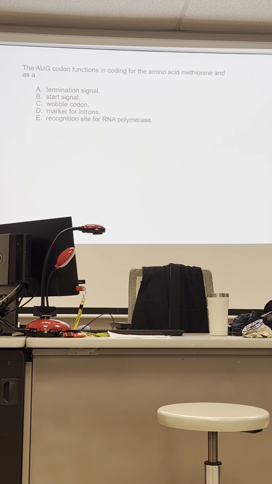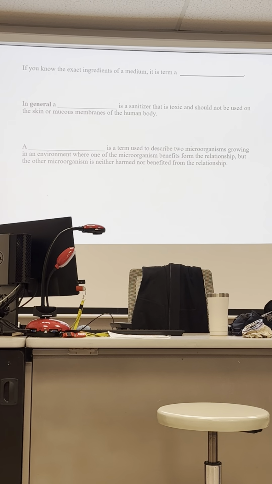Anyway, AUG codon functions in coding for the amino acid methionine and as a, which one? B, start codon. What's wobble? The last nucleotide in a codon can be different, but it still codes for the same amino acid.